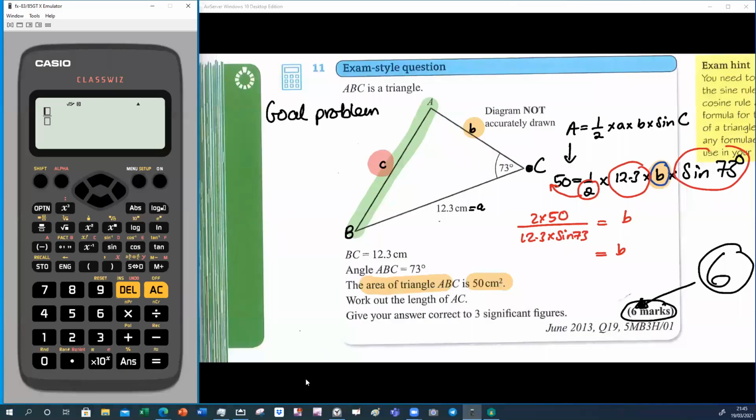Okay, so this is a two-part question. In order for us to work out the missing length A, the missing green length, we have to relabel our diagram. We're going to use the area formula, the area information they're giving us, to work out B first, the orange part, then we can work out the green line.